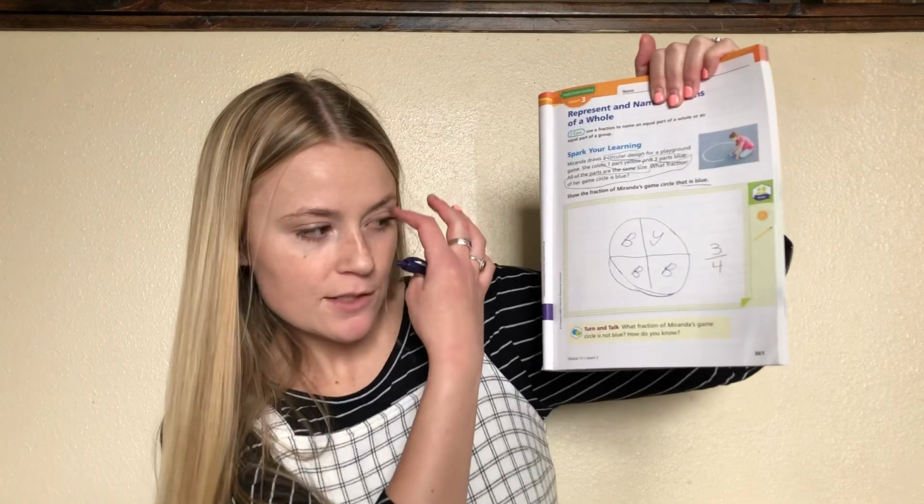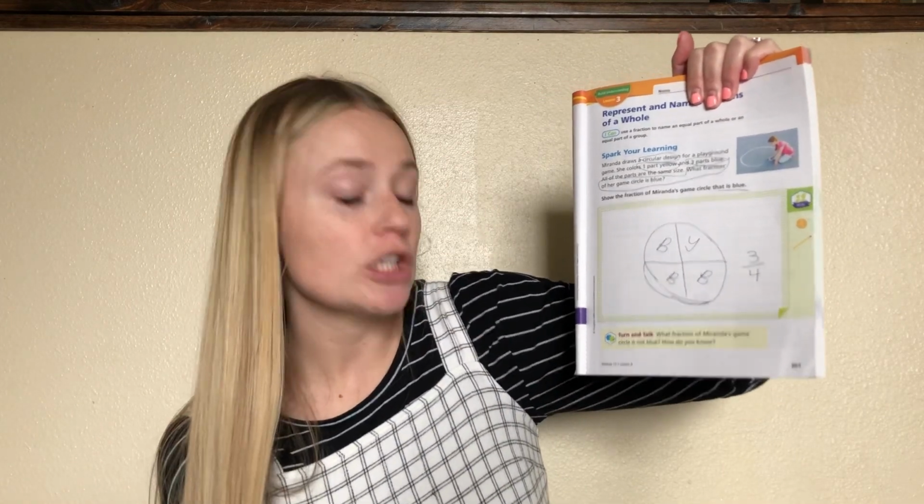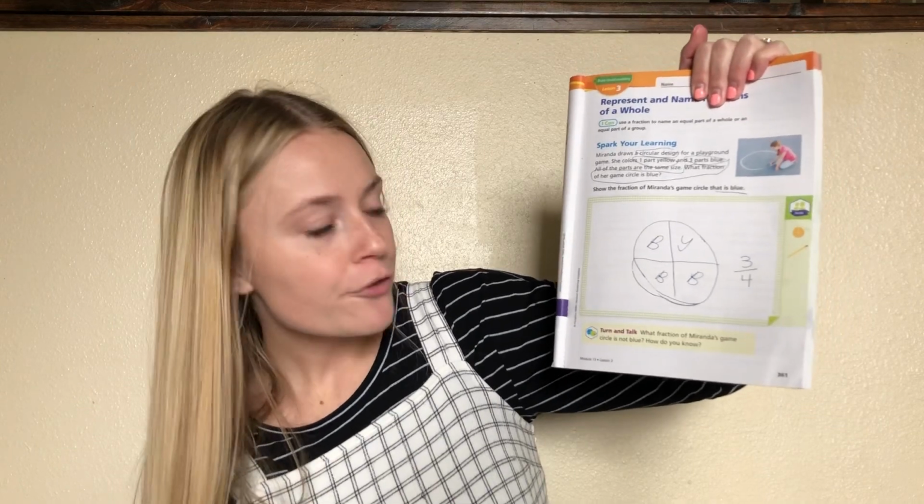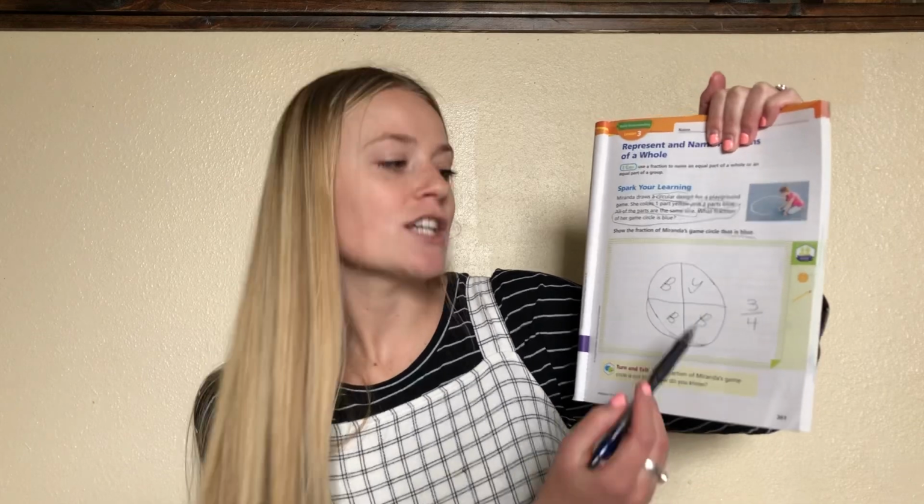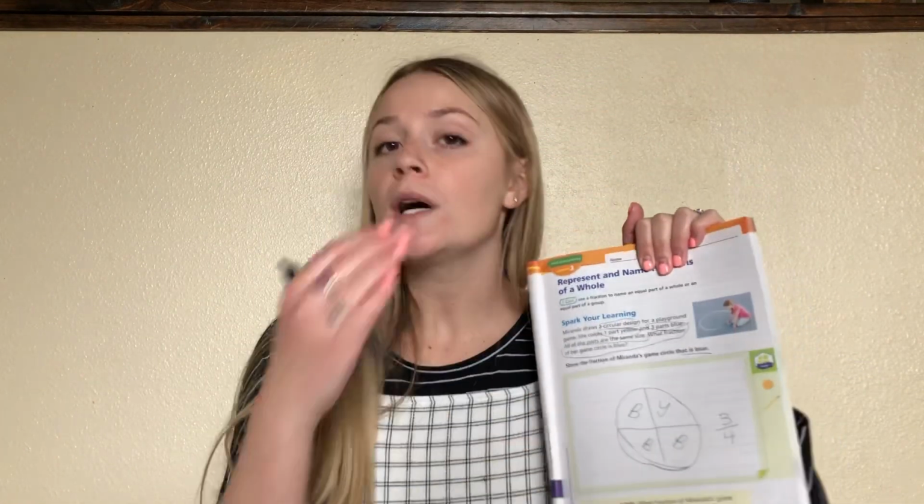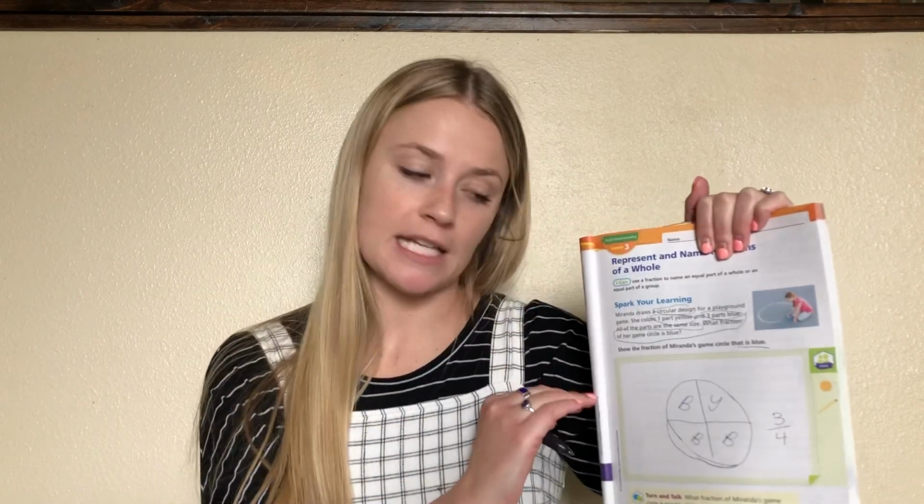The Turn and Talk says, what fraction of Miranda's game circle is not blue? How do you know? Well, the fraction that is not blue is the yellow. There's 1 yellow piece, so that is going to be 1 over 4. Still 4 on the bottom because my total didn't change. What changed was what I'm counting. So instead of focusing on the blue parts, now I'm focusing on what's not blue.